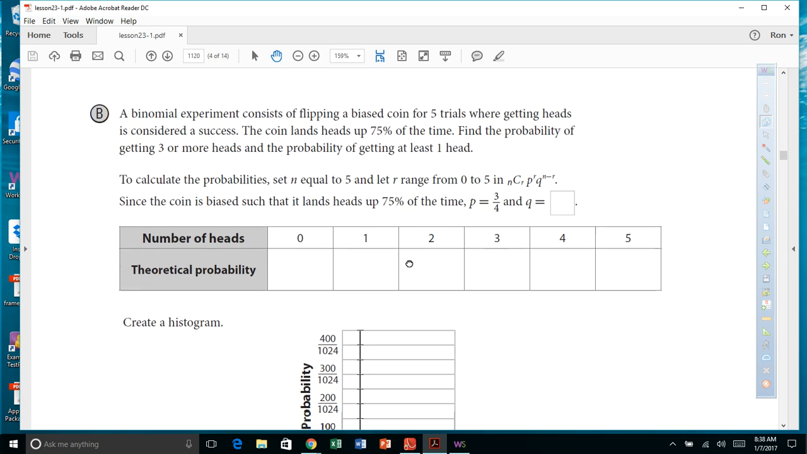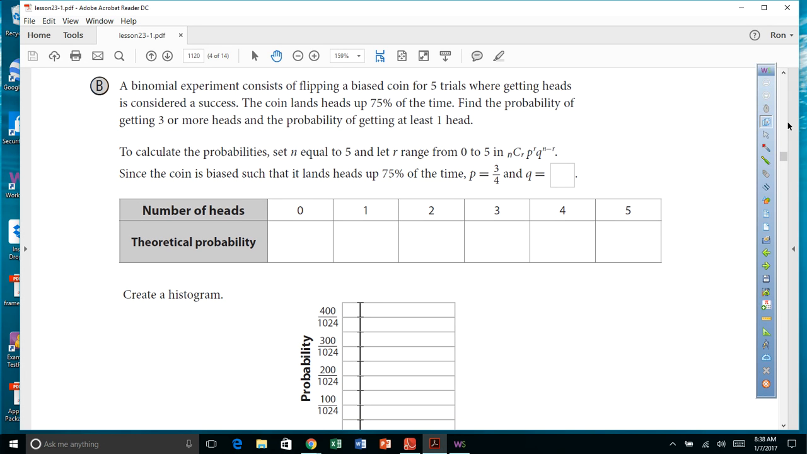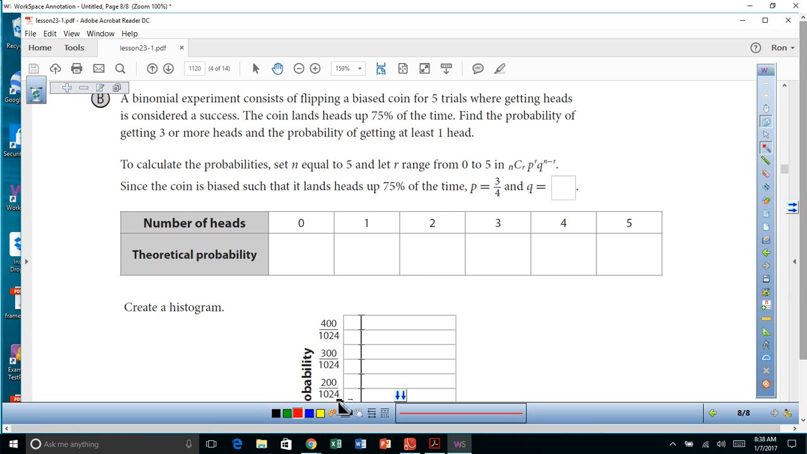All right, B. A binomial experiment consists of flipping a biased coin for 5 trials where getting heads is considered a success. The coin lands heads up 75% of the time. Find the probability of getting 3 or more heads and the probability of getting at least 1 heads. All right, so let's do this. So P equals 0.75, Q equals 1 minus 0.75, or 0.25.